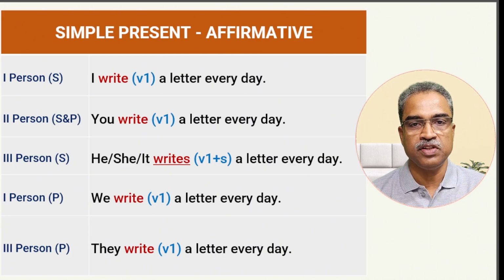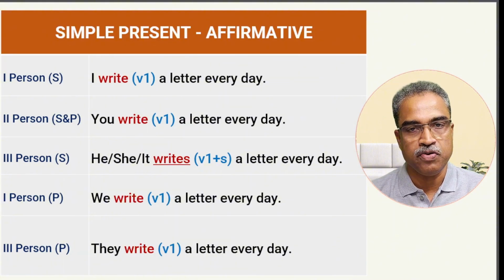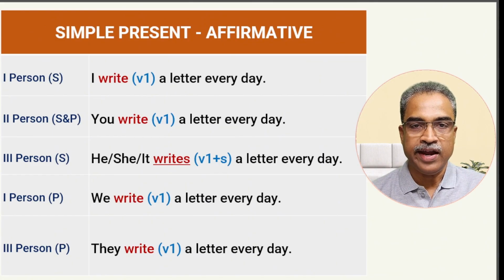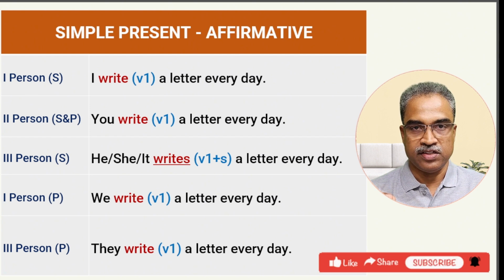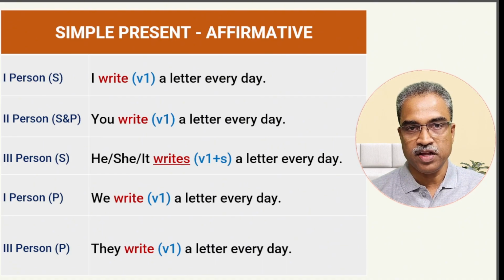When you start a sentence with he, she, it, or instead of he, you use Jack, or Mary, or Sita, it's okay, fine. But they are nouns. Instead of nouns, we are using he, she, it in our example here. So whenever it is third person singular, it could be anyone, either noun or pronoun. You need to remember one thing here. And what is that? You need to add an extra S, the letter S, with whatever may be the main verb. So in our example here, write becomes writes.